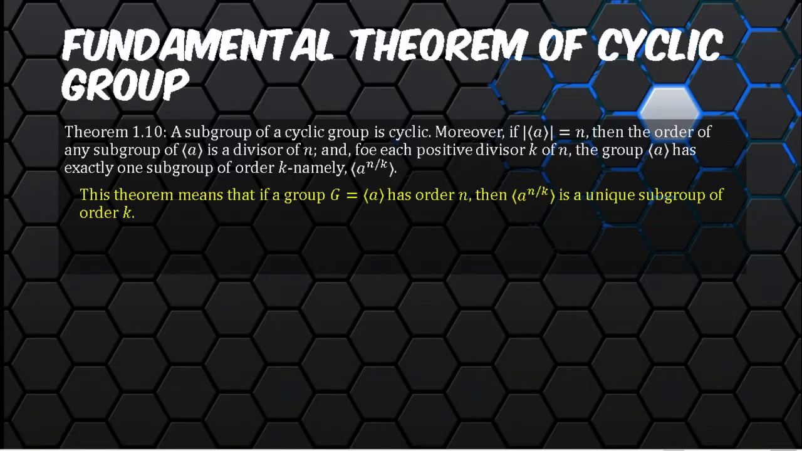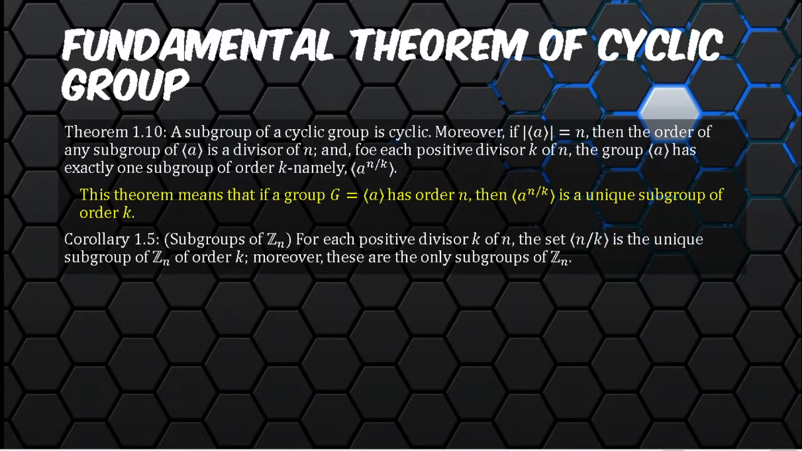Anong ibig sabihin nito? This theorem means that if a group G has an order n, then the subgroup generated by A raised to n over k is a unique subgroup of order k. Anong importance nito? So that maiwasan natin yung mag-compute ng mga subgroups na pare-parehas lang pala. Katulad ng nangyari kanina. Hindi naman natin yon ni-reflect yung mga hindi natin ni-reflect nung sa lattice diagram natin kanina, just to avoid that.